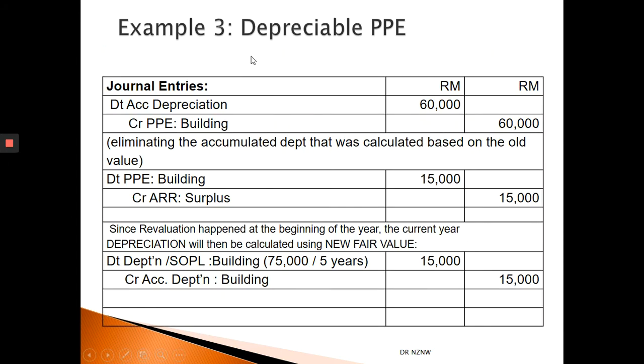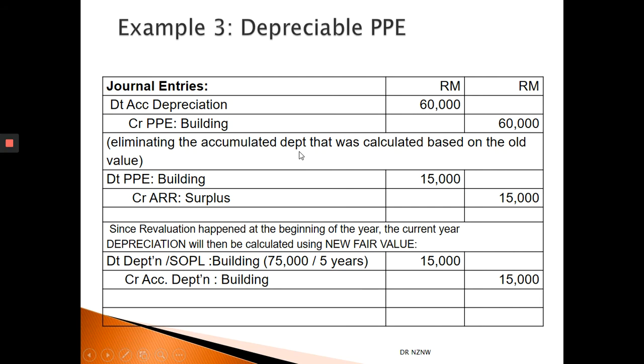Okay, so what will be the entry? For depreciable PPE, when it involves depreciation, there are two methods to record revaluation. It is stated in the textbook, the Tan Leong Tong textbook, method 1 and 2. However, for FAR410, what is commonly practiced is method 2, where we eliminate the accumulated depreciation.